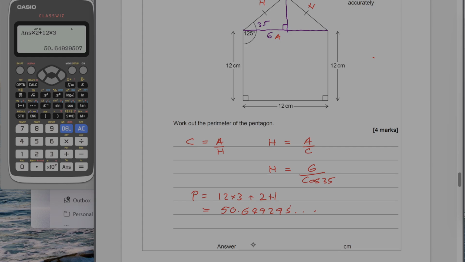So I'm going to go 50.65. Reason being, I like to go either one decimal place or significant figure more than the answer. And we've got 125, so I want to go to 4 significant figures. But let me just check the mark scheme. And yeah, the mark scheme says accept anything between 50.6 up to 50.65. So anything rounded in between would be absolutely fine.